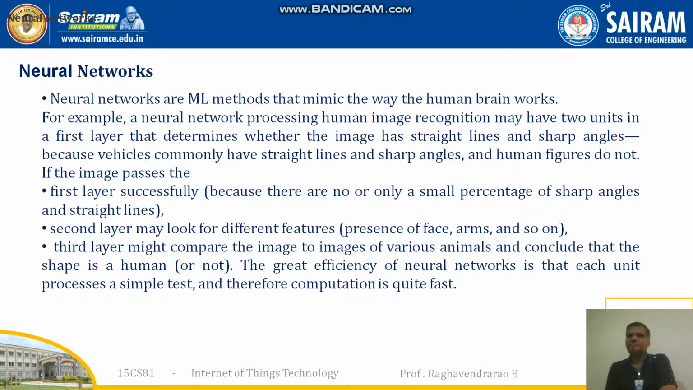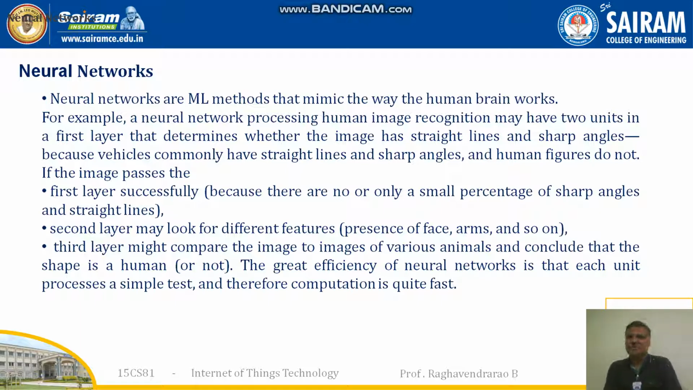A neural network is a processing of human image recognition. It may have two units. The first is a layer that determines whether the image has straight lines or sharp angles, because vehicles commonly use straight lines. Vehicles use the straight line concept. Sharp edges will be there. For a human figure, it is very difficult to understand that.